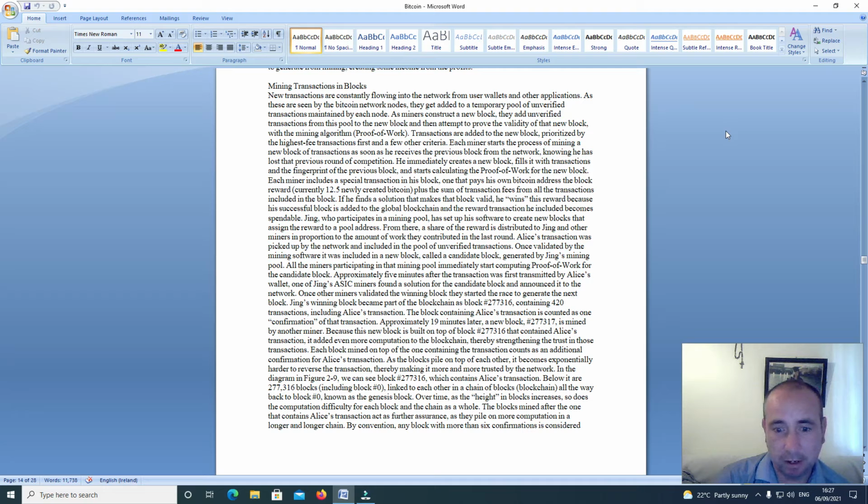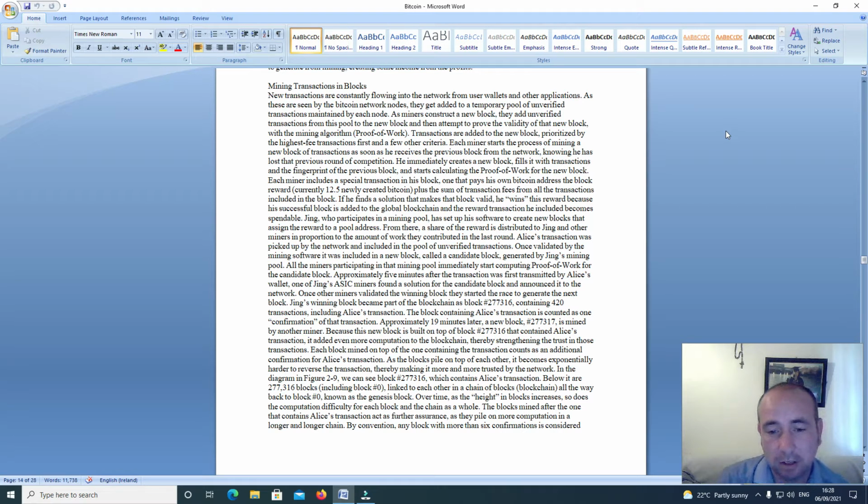Approximately 5 minutes after the transaction was first transmitted by Alice's wallet, one of Jing's ASIC miners found a solution for the candidate block and announced it to the network. Once other miners validated the winning block, they started the race to generate the next block. Jing's winning block became part of the blockchain as block hash 277316, containing 420 transactions, including Alice's transaction. The block containing Alice's transaction is counted as one confirmation of that transaction.